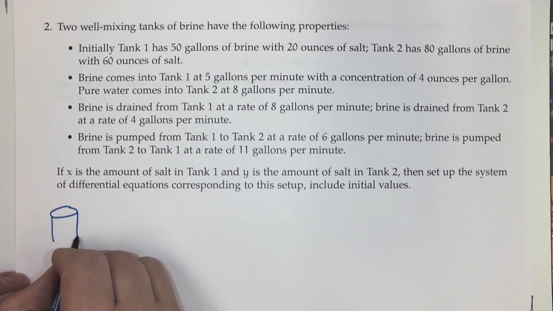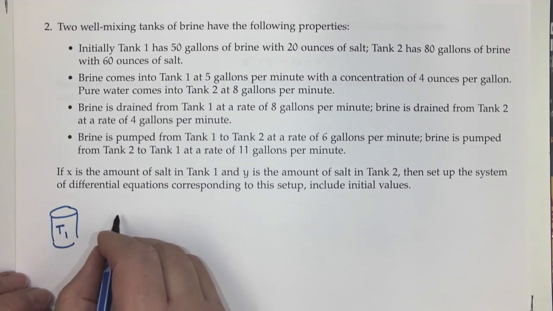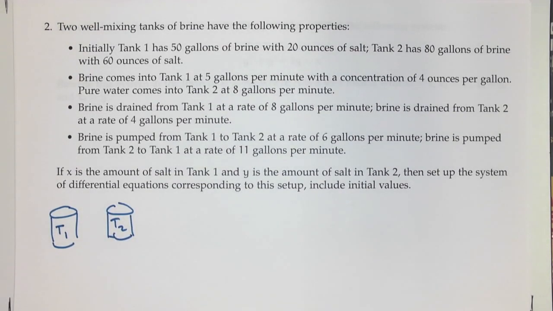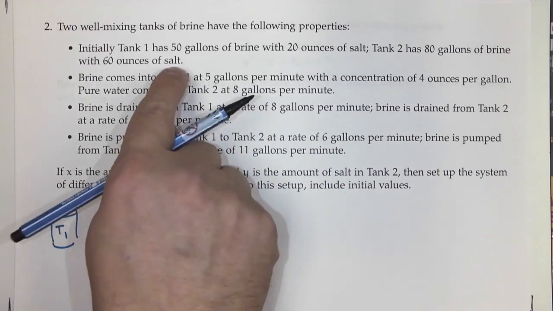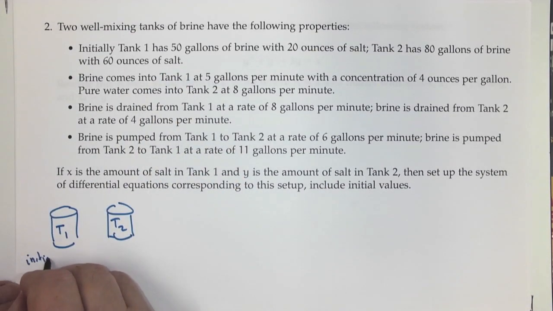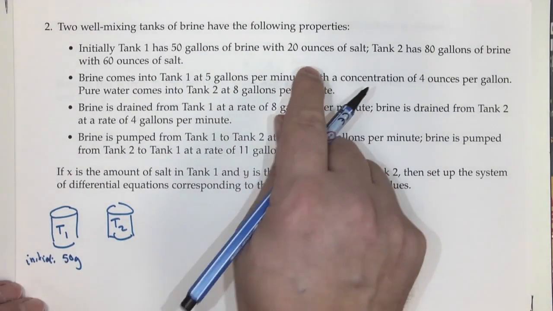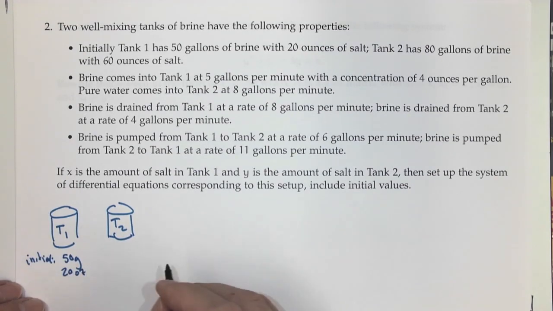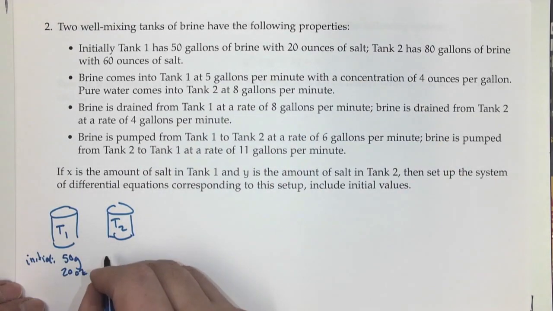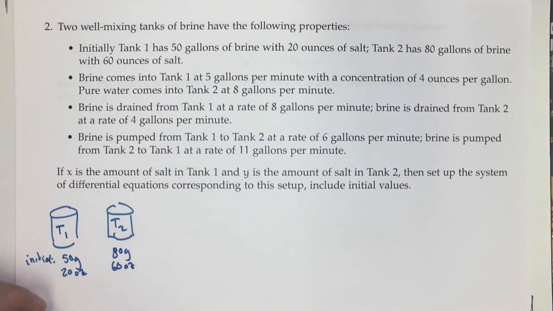Here's our tank one, call it T sub one. Here's our tank two, we'll call it T sub two. Initially, tank 1 has 50 gallons of brine and 20 ounces of salt. Tank 2 has 80 gallons of brine, 60 ounces of salt. That's the first bullet point. That just tells us what's happening at the start.